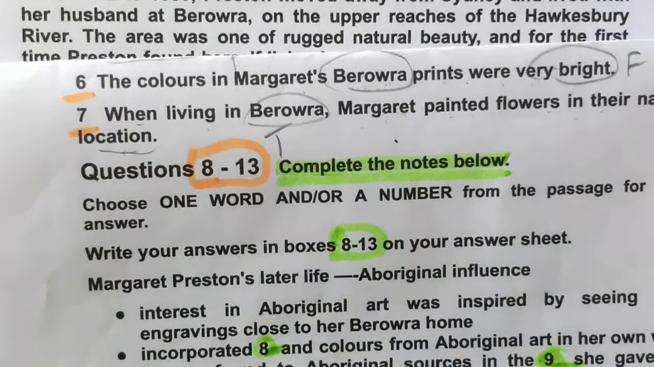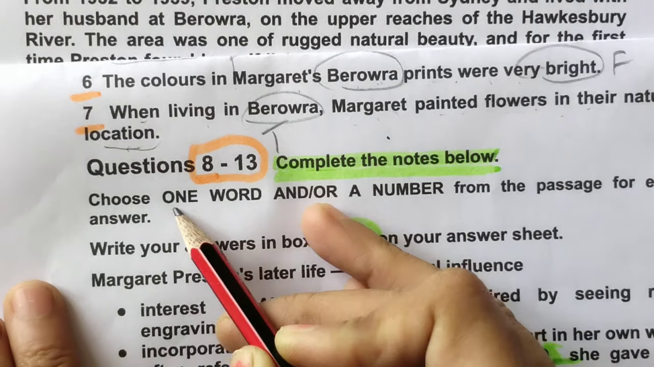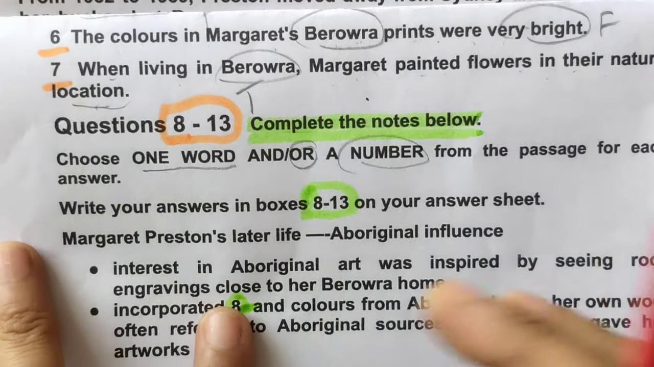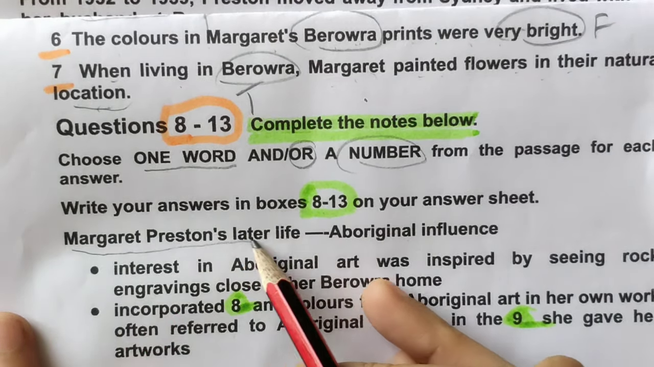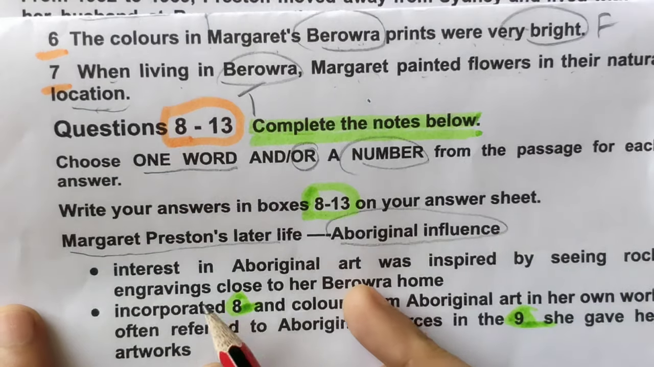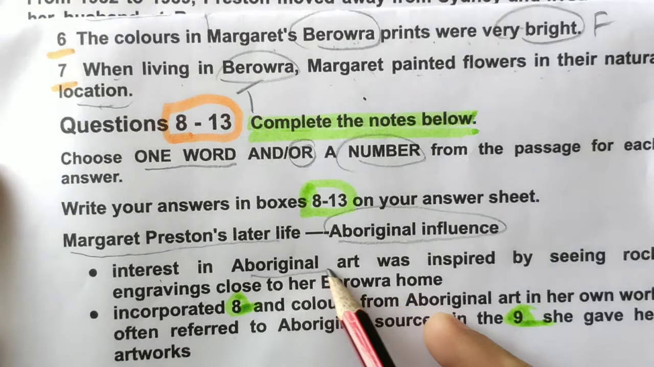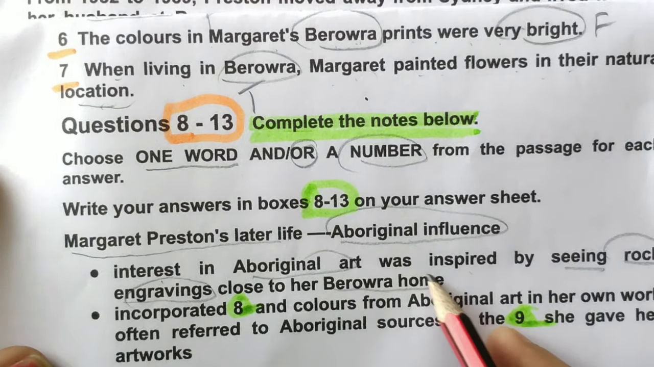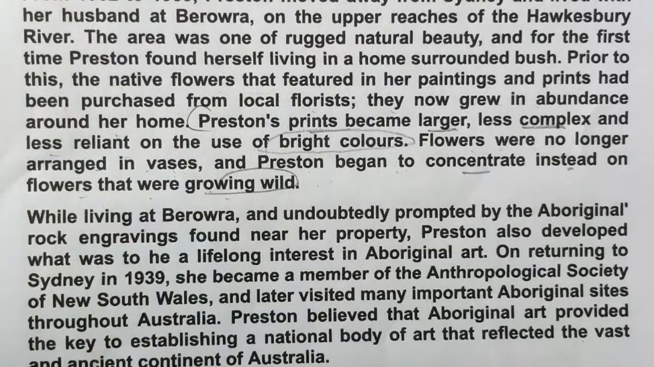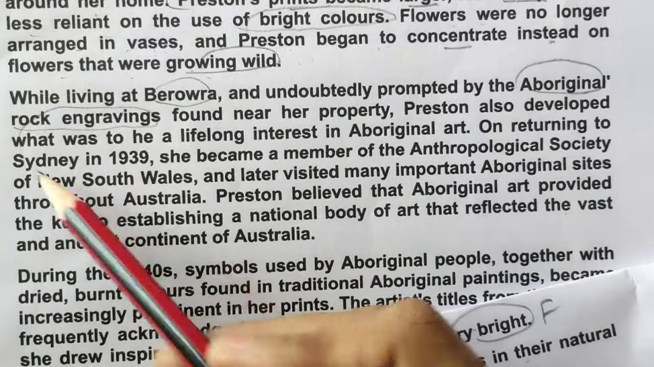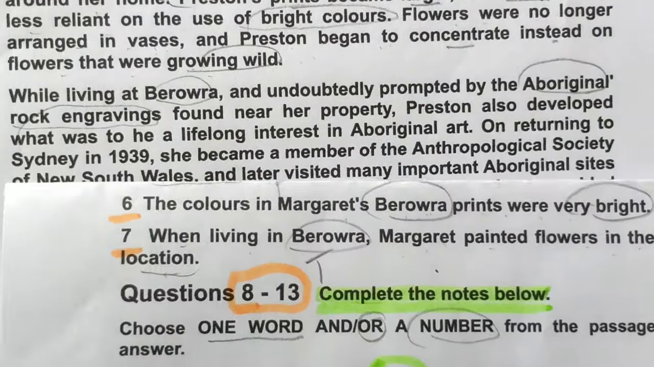Now the next question is complete the notes, and here they have given the instruction: one word and or a number we can write. Now let's start. It's important to read the title of these fill in the blanks. Okay, so Aboriginal influence. Interest in Aboriginal art was inspired by seeing rock engravings. Let's find this rock engraving. Here we have left this paragraph, so it means the next paragraph we will follow. Birregurra is there, and I am looking for the same word, rock engraving. I will just show it to you.